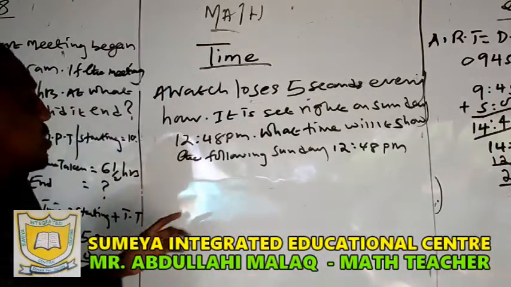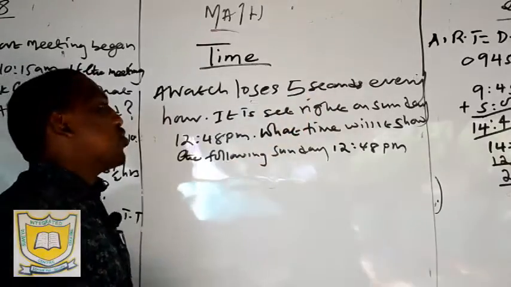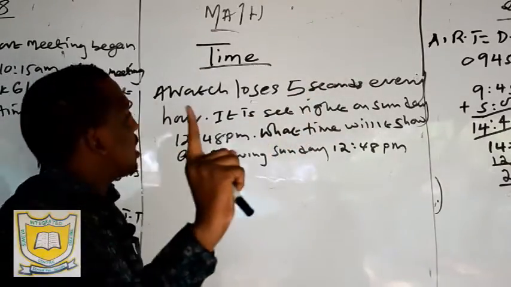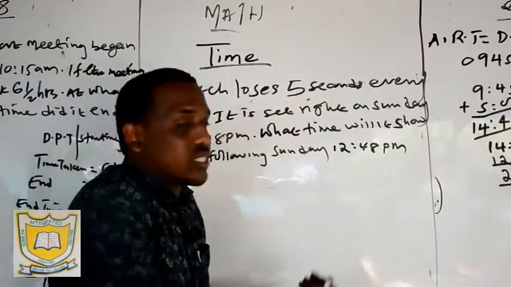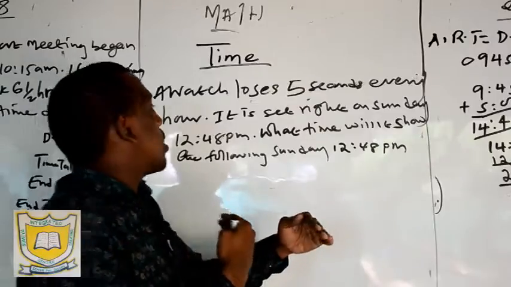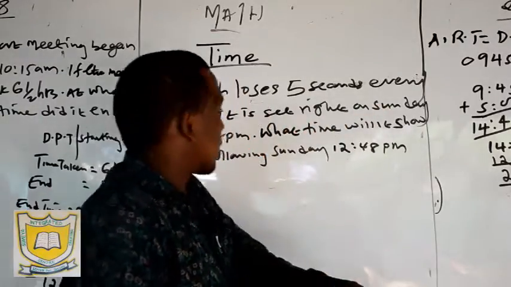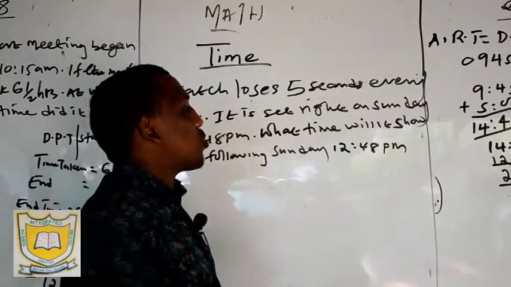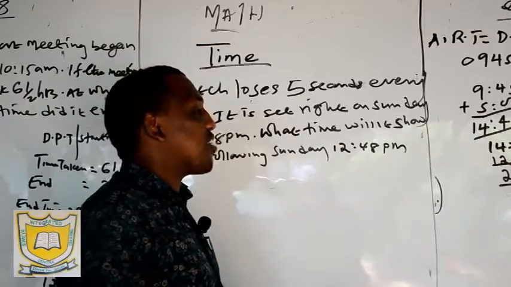Now, it's a good question. It's very common in examinations also. A watch loses 5 seconds every hour. Every 1 hour it loses 5 seconds now. It is set right on Sunday, 12:48 p.m. That was the time when it was set right. So the question is asking, what time will it show the following Sunday, 11:45 p.m.?